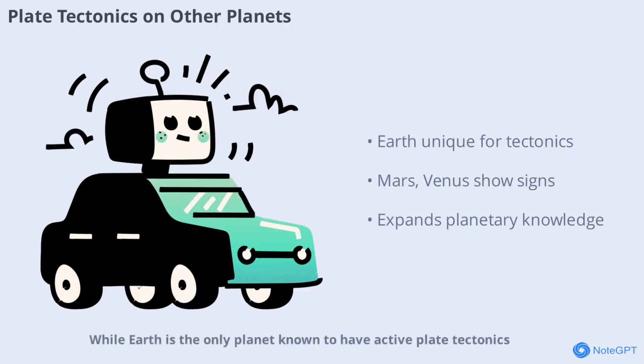While Earth is the only planet known to have active plate tectonics, scientists are searching for evidence on other planets and moons. Mars, Venus, and some moons of Jupiter and Saturn show signs of past or limited tectonic activity. Studying these worlds helps us understand the uniqueness of Earth and the possibilities for tectonics elsewhere in the solar system.